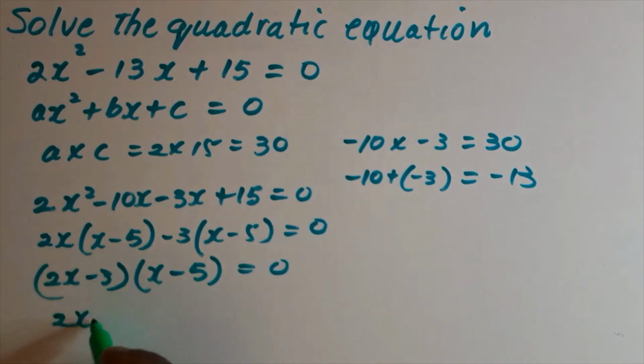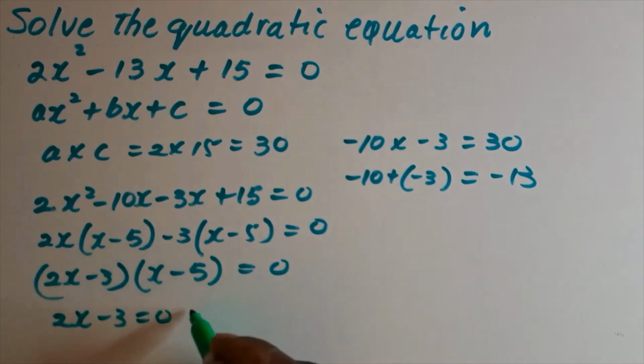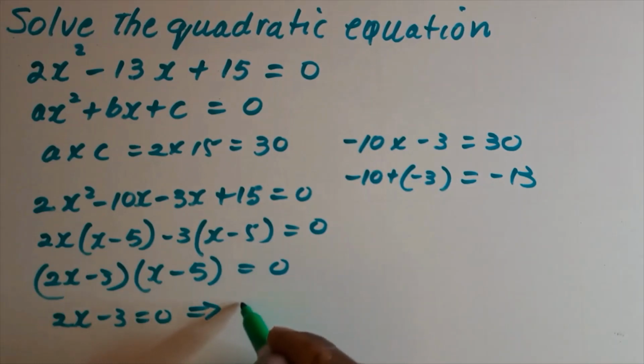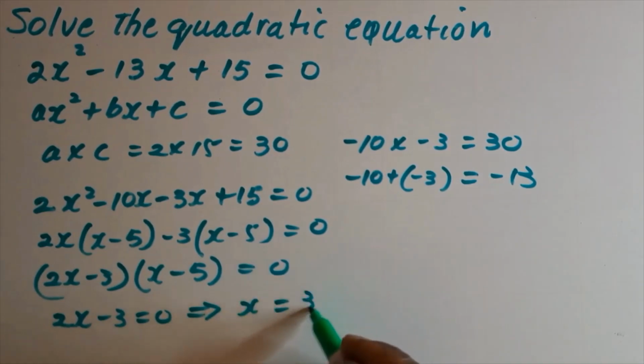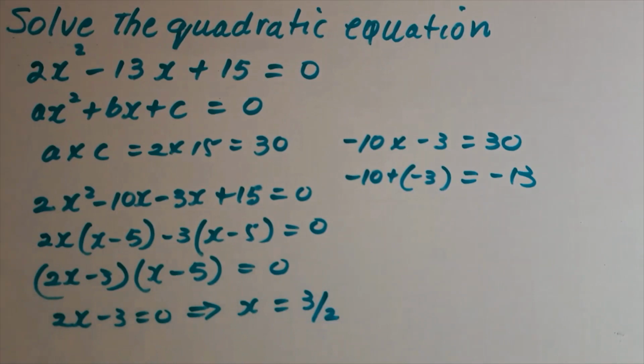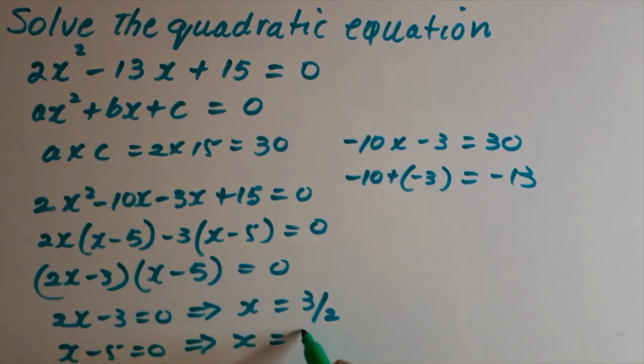Now if 2x minus 3 is equal to 0, that implies that x is equal to 3 over 2. And if x minus 5 is equal to 0, that implies that x is equal to 5. So these are the two solutions, x equal to 3 over 2 and x equal to 5, of this quadratic equation 2x squared minus 13x add 15 equal to 0.